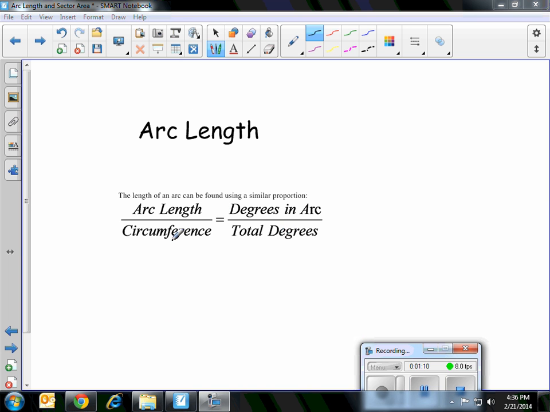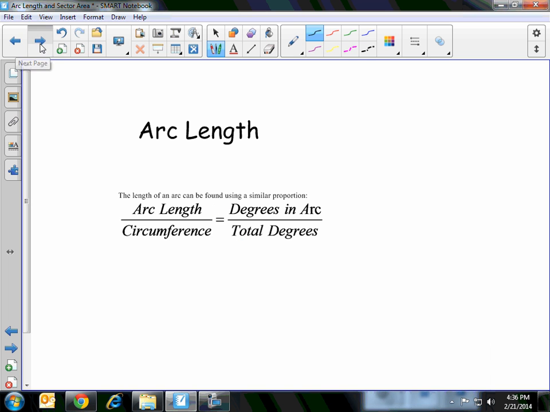Now, to remind you of your circumference, it's 2 pi r, or 2 times the diameter. Generally it's whatever you're given. If you're given the diameter, I would use diameter times pi, but if you're given only the radius, you would use 2 times the radius times pi, or 2 pi r. All right, so let's get started with an example.